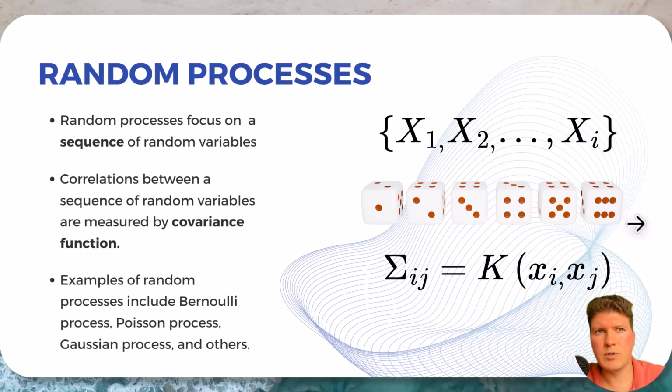Random processes focus on a sequence of random variables. This sequence is denoted below as x1, x2, and so on, where each xi is a random variable. Successive samples in a random sequence will in general be correlated as measured by the covariance function. Some examples of random processes include Bernoulli process, Poisson process, Gaussian process, and others. In this video, we'll focus on the Gaussian process.